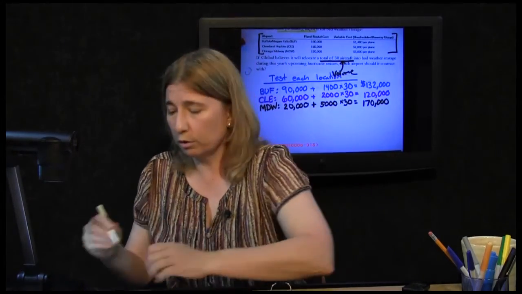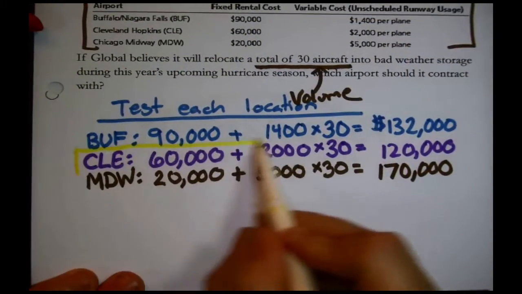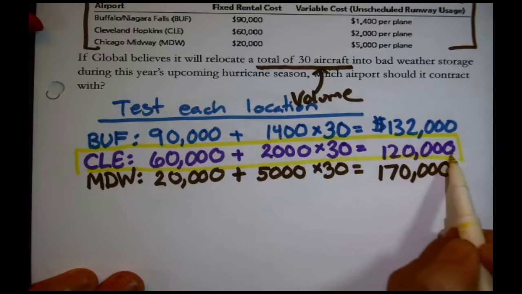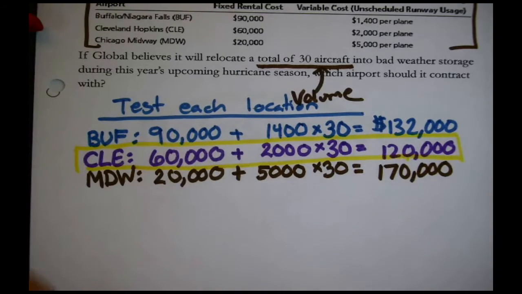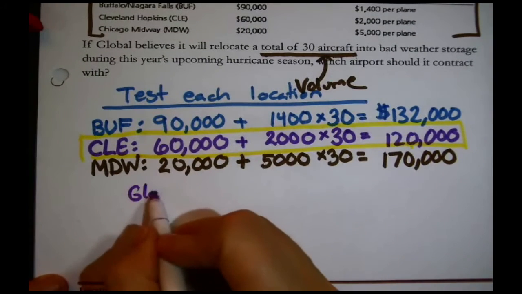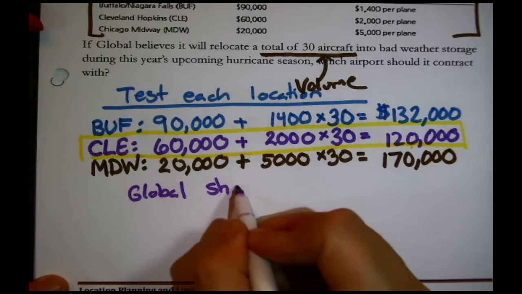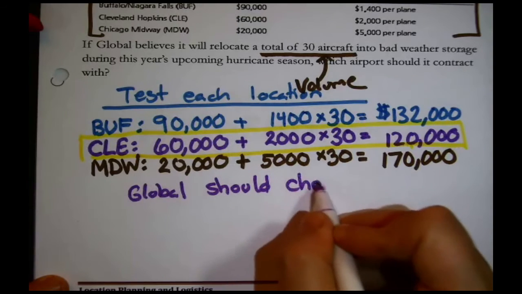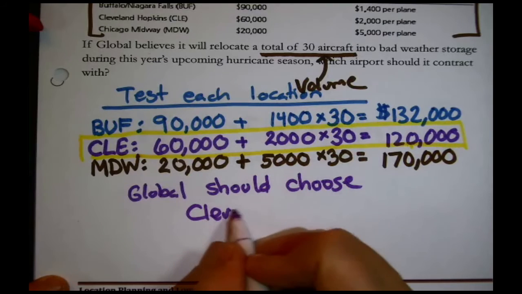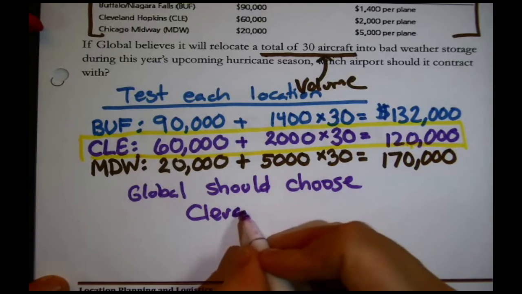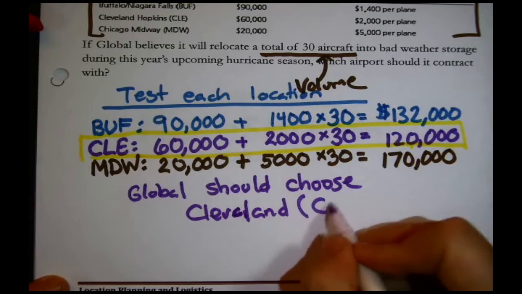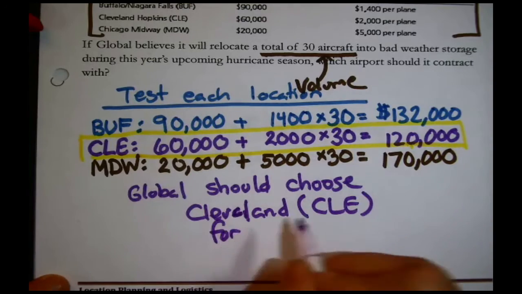Now the question had asked, where should they locate, given they think that there'll be 30 planes relocated? You're just looking for the lowest cost. And that's Cleveland. That's the lowest number there. So look for the lowest cost and make your conclusion. Global should choose Cleveland, or CLE, for bad weather storage.